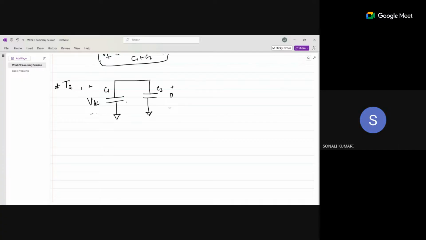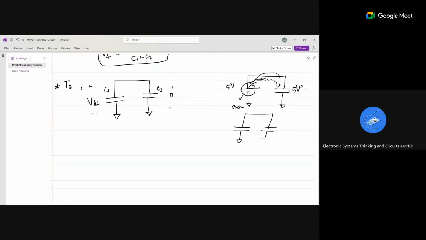Now, if I am connecting a battery source across a capacitor, and if this VDC is 5 volt, after a long time, this capacitor will also get 5 volt, because this voltage source will have infinite charges. So it will be feeding charge such that it will reach 5 volts. Whereas when I am connecting two capacitors, it will not happen like that, because here there is only a limited amount of charges, and that charge has to feed this capacitor and the voltage has to rise.